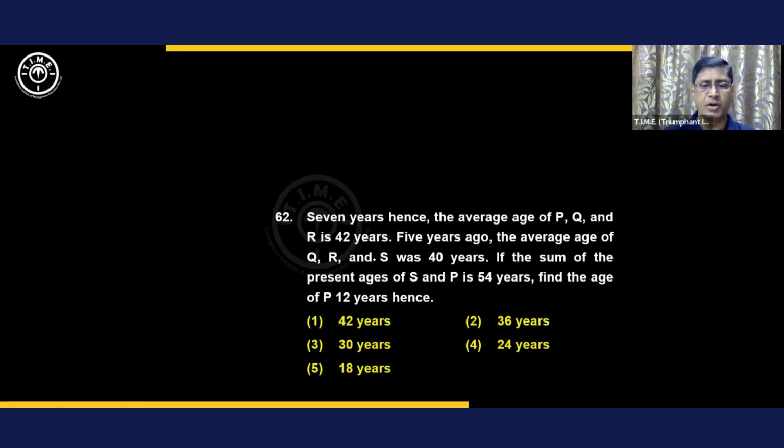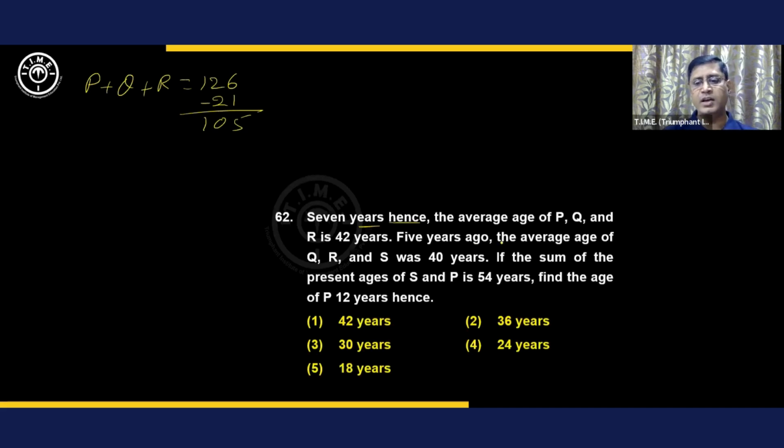Look at the next example on your screen. 7 years hence, the average age of P, Q, R is 42 years. So P, Q, and R. Let me write here P as the age of P, and Q, R. Average is 42. 42 into 3 means 126. How many years hence? 7 years hence means P plus 7, Q plus 7, R plus 7. So just subtract 7 into 3 from this value. Then you will get the present sum of the ages of P, Q, and R.